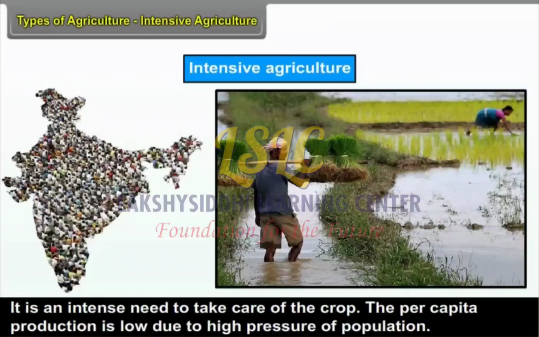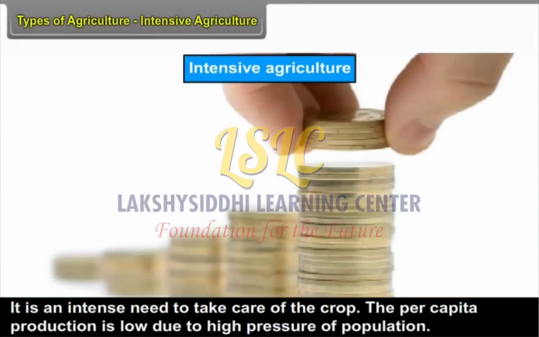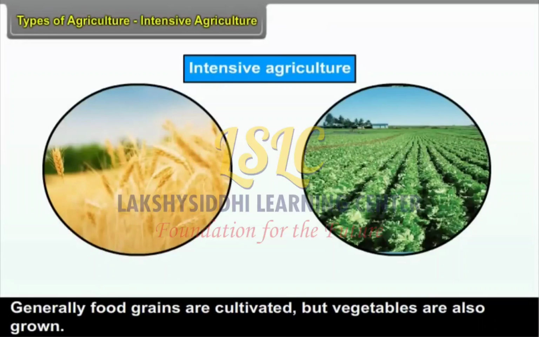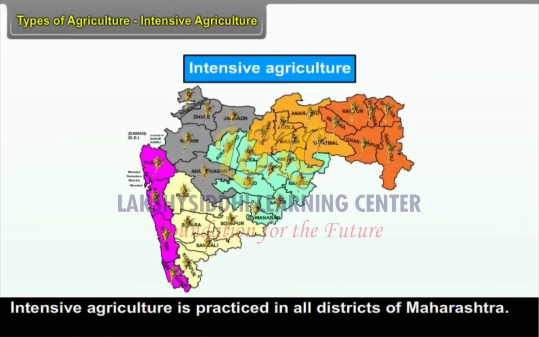There is an intense need to take care of the crop. The per capita production is low due to high pressure of population. Generally, food grains are cultivated, but vegetables are also grown. Intensive agriculture is practiced in all districts of Maharashtra.